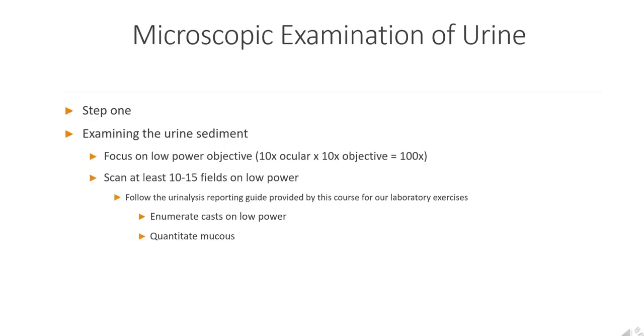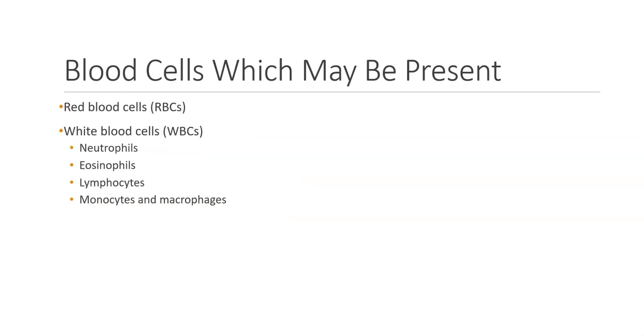So you put your sediment on the slide and now you're ready to examine it. You want to focus on the low power objective first, your 10x ocular or your 10x objective, and scan at least 10 to 15 fields on low power. Following the urinalysis reporting guide provided with this course from your laboratory exercises, you will enumerate the casts on low power and quantitate the mucus. If you focus correctly at this time, you may see red cells, you may see white cells, and you may even be able to categorize them: the neutrophils, the eosinophils, lymphocytes, monocytes, and macrophages.